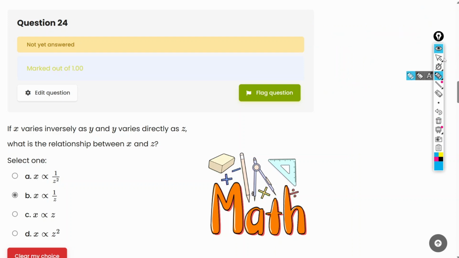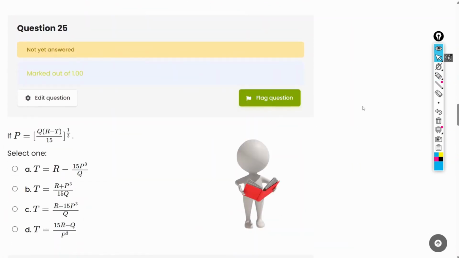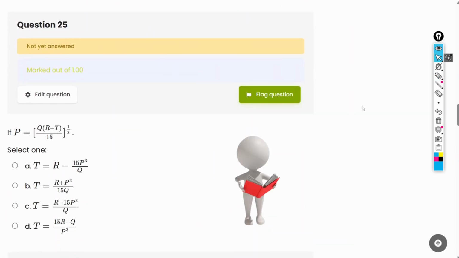That's 24. Let's look at 25. We have to make t the subject of the formula. So this is a big one. We have p is equal to q bracket r minus t over 15, all raised to the power of 1 out of 3.